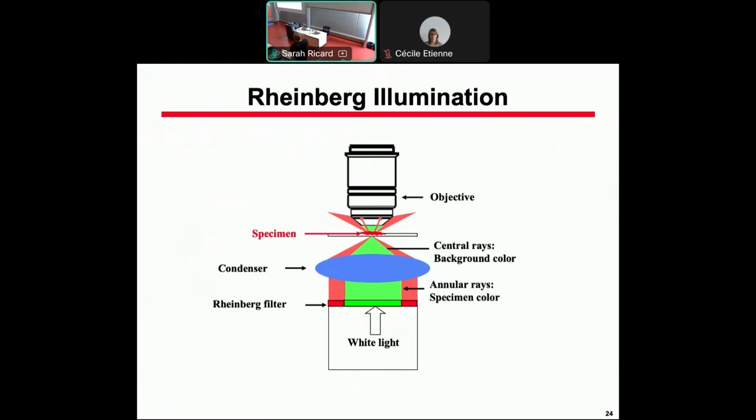So the central rays, they are not blocked, they are colored here in green, while the annular rays are colored differently, in red. So obviously we understand we will have a specimen which will appear red. What is diffracted by the specimen appears red. And when there is no specimen, we have no dark field, we have a green field. And detecting slight changes in color, the eye is good at that.